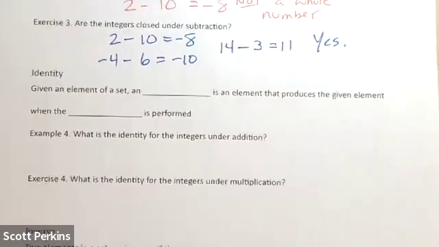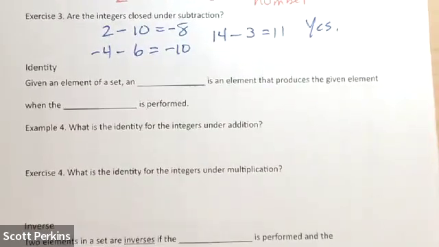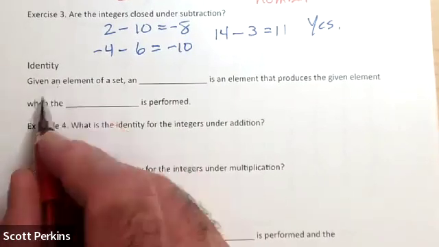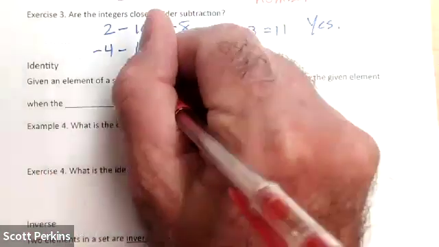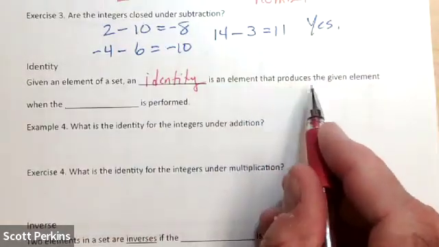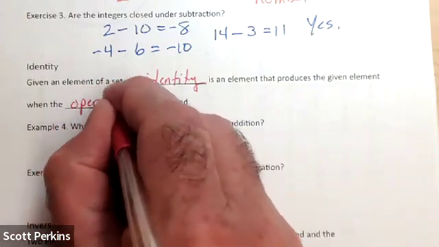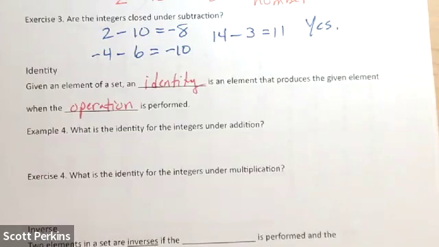All right. The next thing, so we've talked about the commutative properties, the associative properties, the distributive property, the closure property. There's just two more, and I know that's a lot of properties. The identity. What does it mean for something to be an identity? Given an element of a set, an identity is an element that produces the given element when the operation is performed. Okay, I know that's a little bit of a goofy definition. I'm just giving you a second to write those words down, and then we're going to think through a couple of examples so you can understand what the identity is.